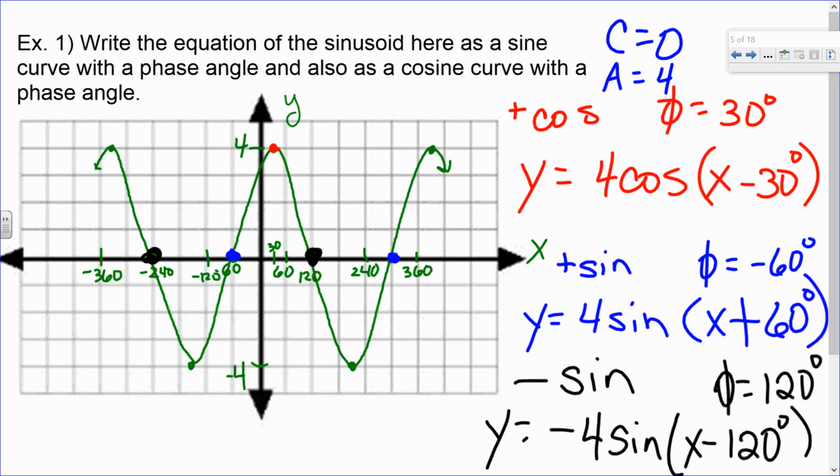Every sinusoid will have 4. Every sinusoid has a plus sine, a minus sine, a plus cosine, a minus cosine equation. They are not always all 4 equally easy to find. Sometimes you will be writing down all 4, sometimes 2, sometimes just 1, depending on the directions. Questions so far?